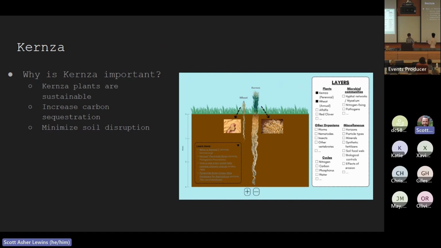Kernza has root systems that can grow up to 12 feet long, allowing it to store carbon deep in the soil. This also allows it to increase carbon sequestration and protect soil from erosion through its deep root systems that also take hold of the soil and keep it from wearing away.